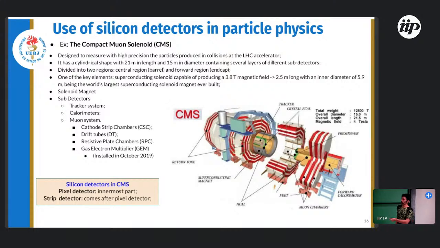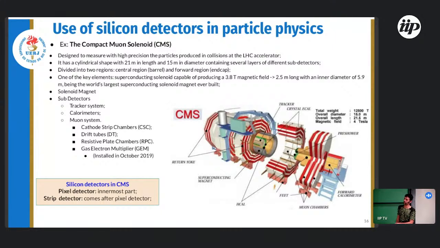And then we have many subdetectors. Starting from the center, we have the tracker system, which is composed of silicon detectors. First, we have the pixel, and then just after we have the strips. Then after that, we have the calorimeters. We have two types of calorimeters: the electromagnetic calorimeters, and then the hadron calorimeters. And then just after, in the outermost part of the detector, we have the muon system, which is entirely based on gaseous detectors. For example, we have the cathode strip chambers. They are also gaseous detectors.